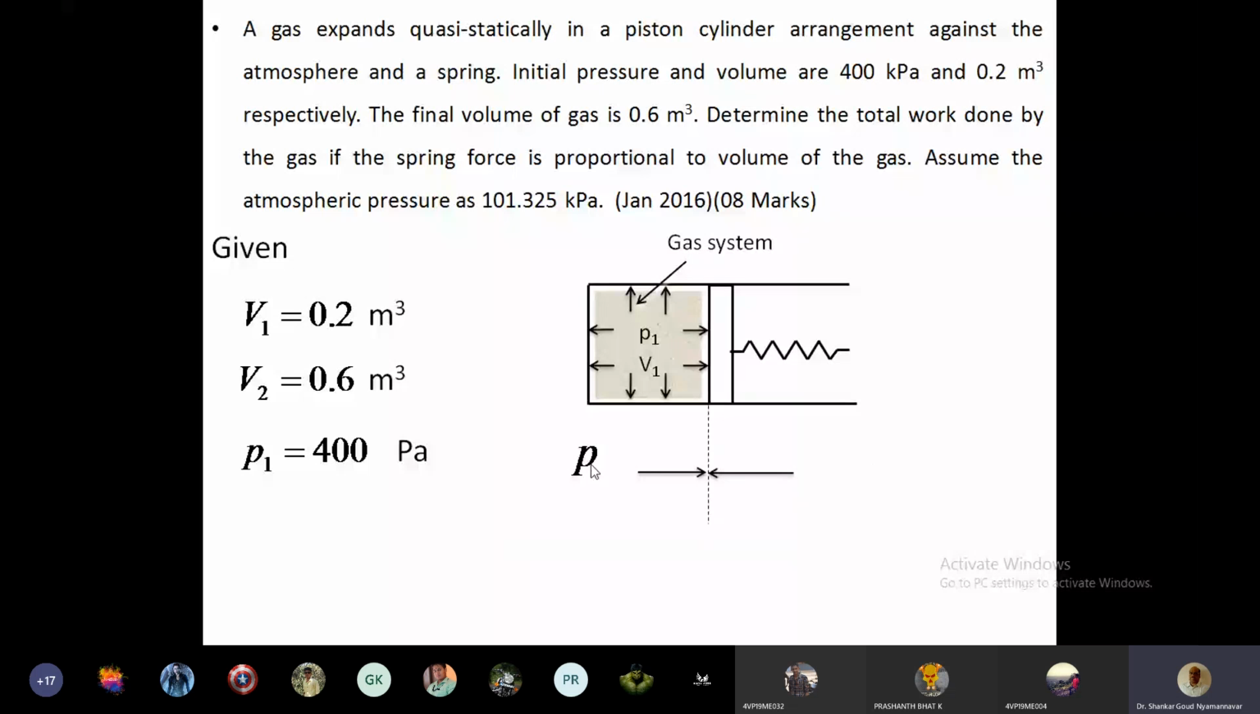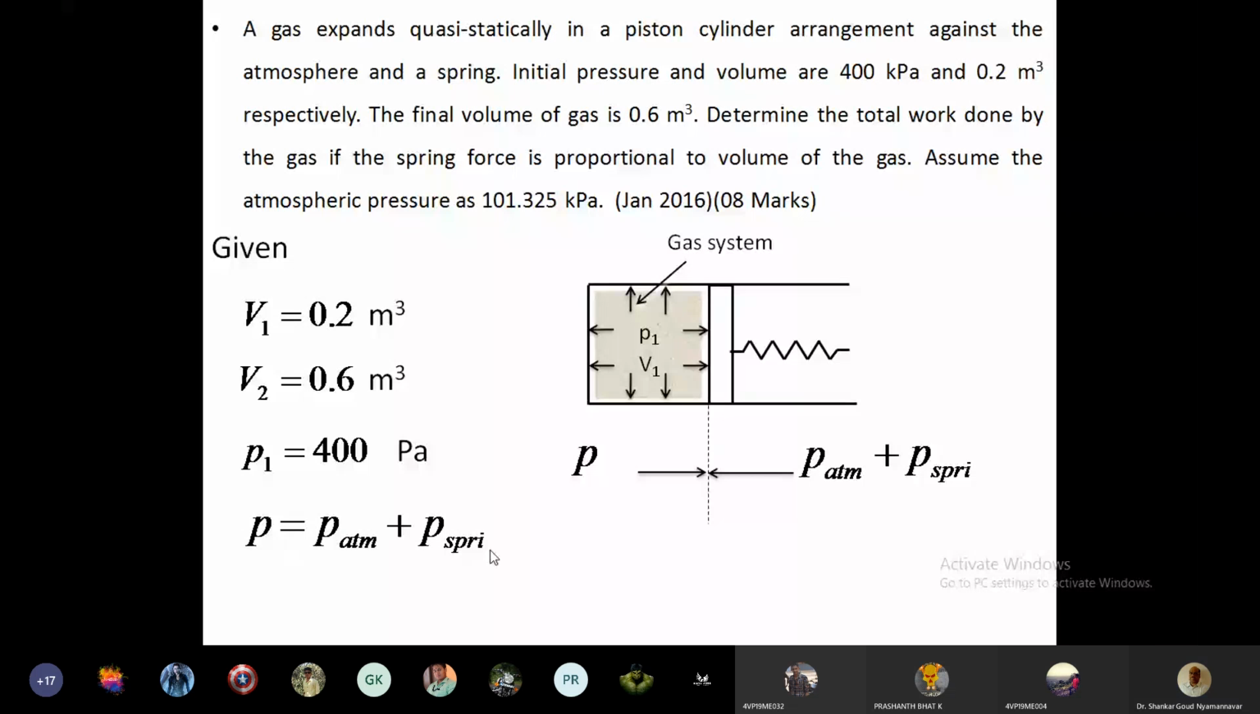What is outside pressure? Outside pressure consists of atmospheric pressure plus spring pressure, the pressure equivalent of a spring force. The spring will also exert some pressure on the gas. So these two I have to find out. I know this one; I need to find out this one. How to find that? Take this equation: P is equal to P atmospheric plus P spring.